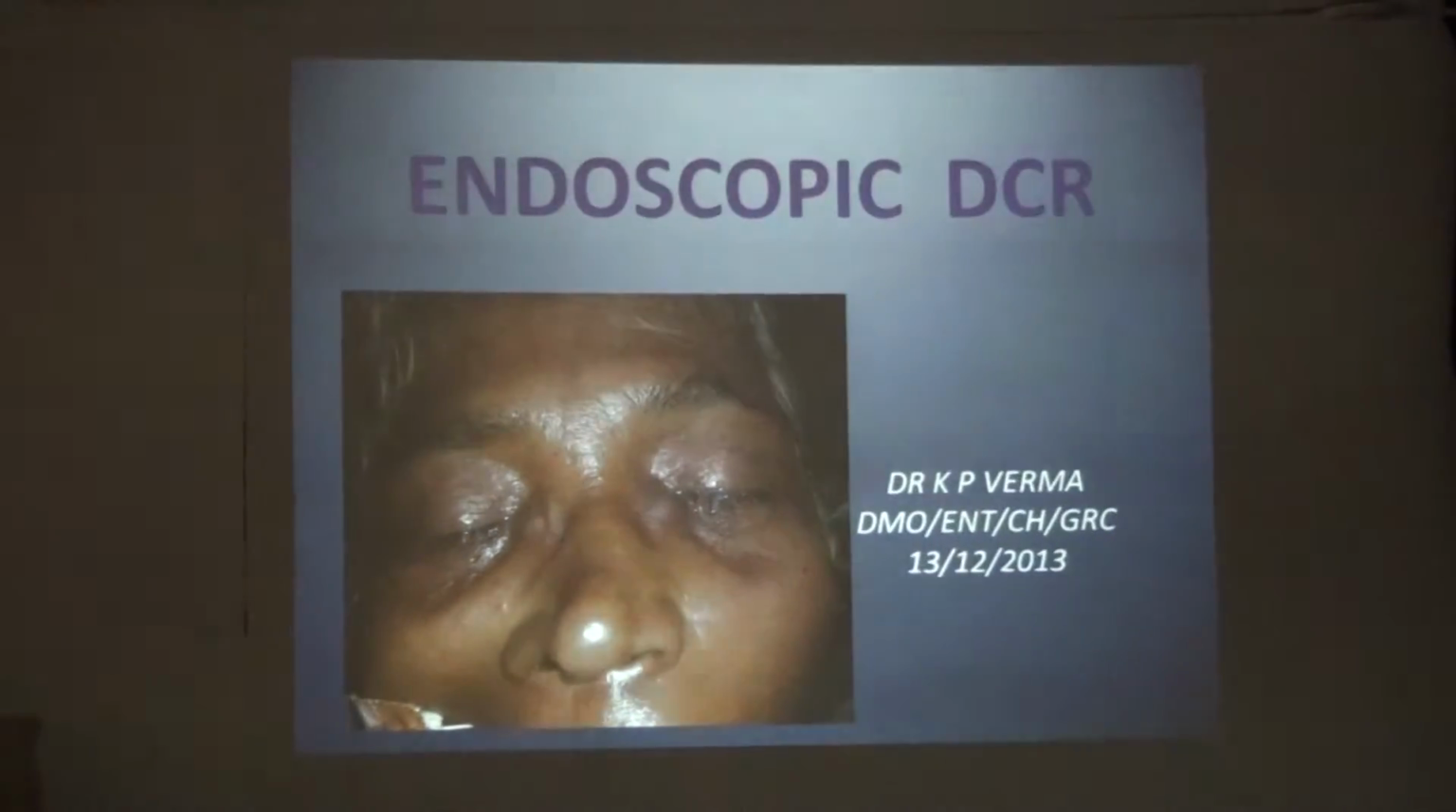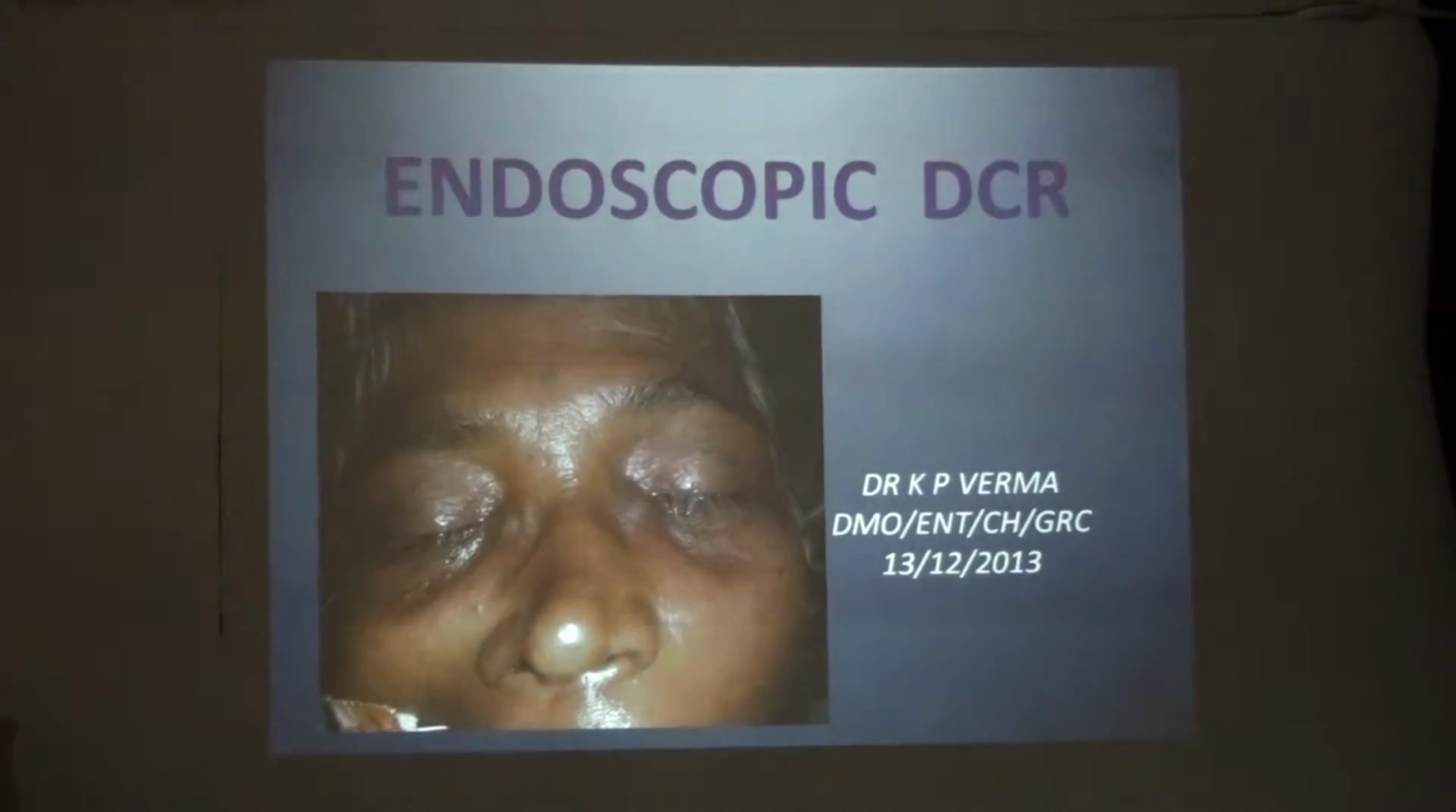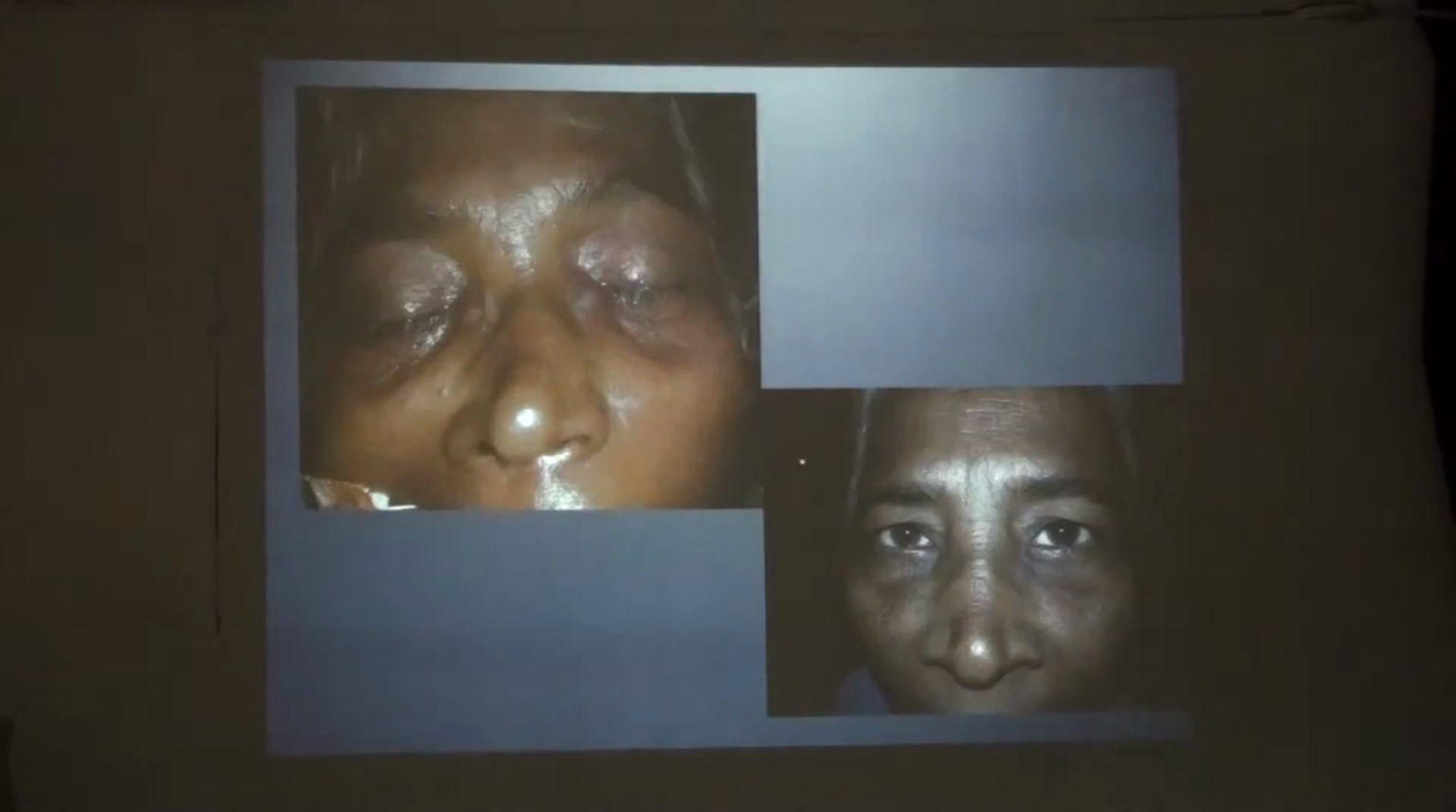I am going to present endoscopic DCR being done in Central Hospital South Eastern Railway. Till date we have done, this is the last case we did on Tuesday this week. One lady coming from Orissa, Balasore. She was having swelling in the medial canthal region, both eyes, and referred to me from our ophthalmology department with history of watering and swelling. And this is the post-operative picture.